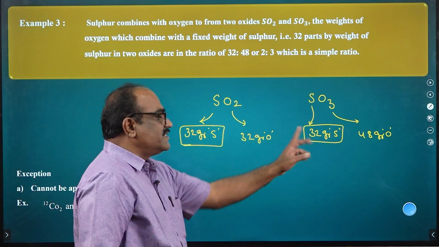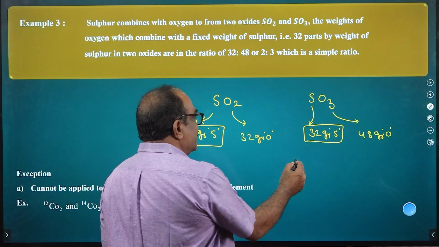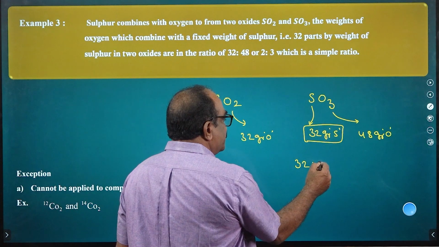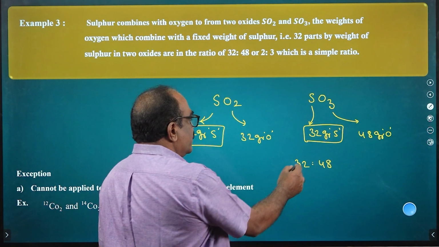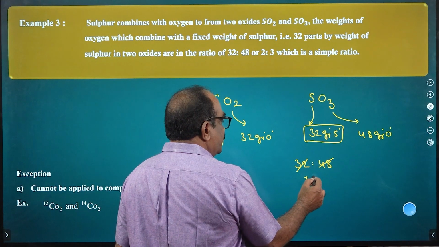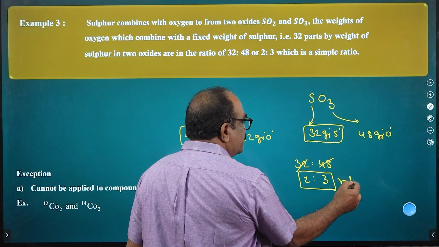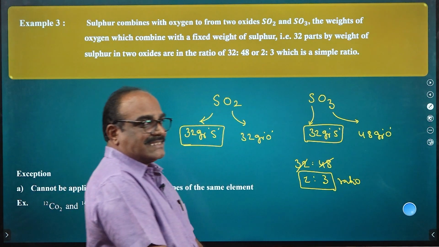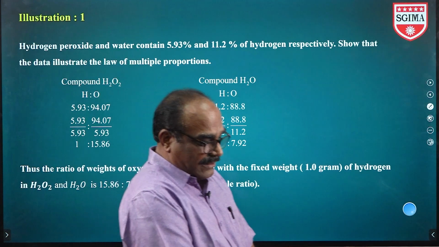With a fixed weight of sulfur, what is the ratio of the oxygens combining? Their combining ratio will be 32 is to 48. With 16, if we divide, it will be 2 is to 3 mass ratio, which will be a simple ratio. I take one more example for solving.